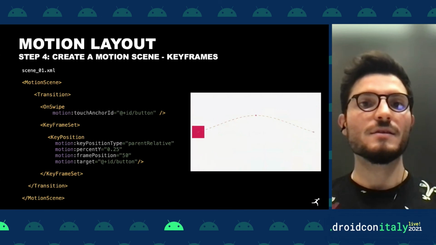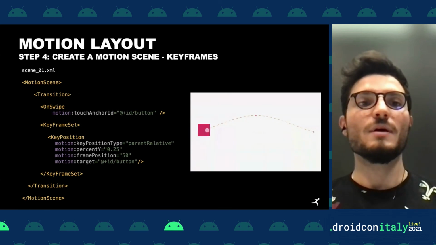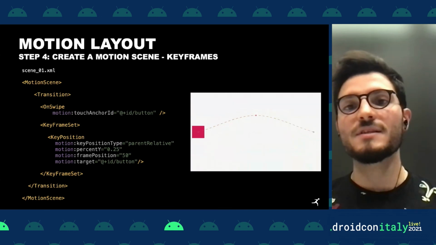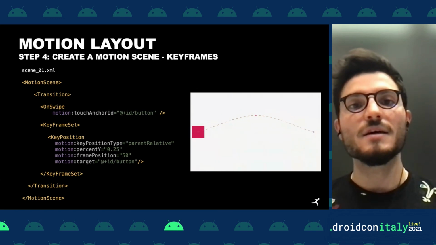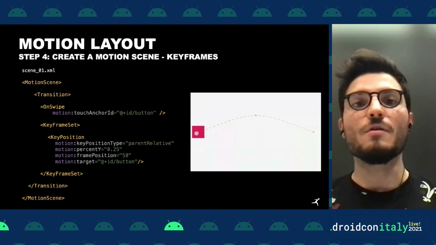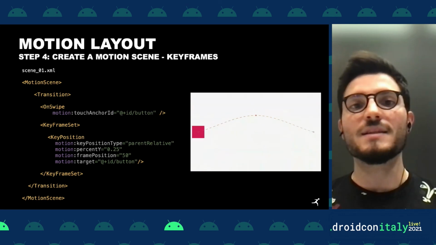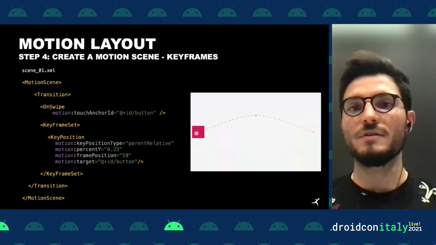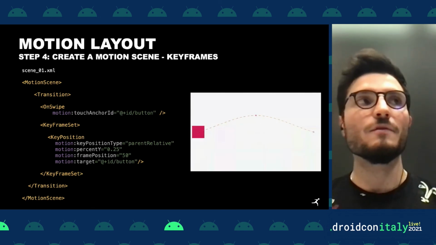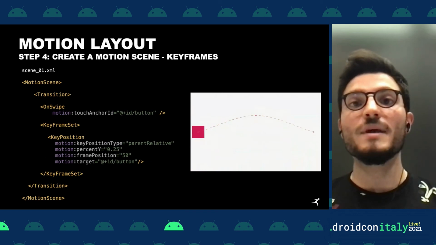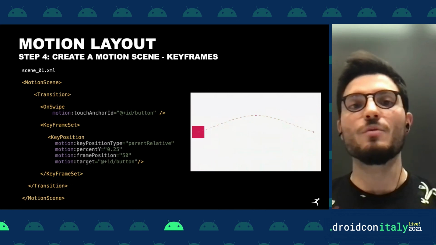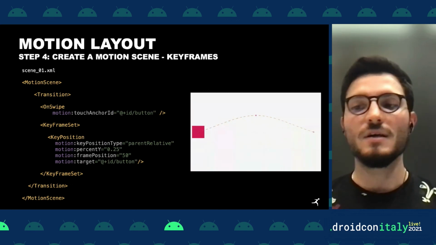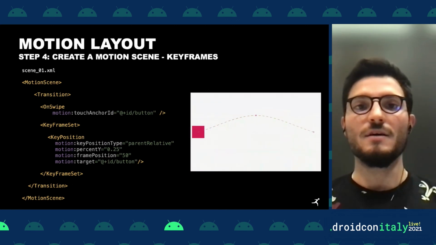I think it's important to talk also about keyframes. Keyframes are a sort of intermediate states. So they are states your view goes through during the animation, but doesn't rest. And that's the difference between the constraint set and the keyframes. Keyframes allow you to make very powerful animations. So you don't have just to interpolate linearly from one state to another, but you can have a very dynamic animation.